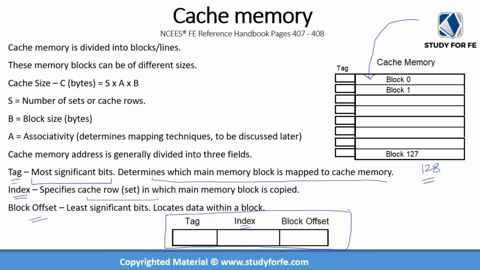Okay, and block offset basically allows us to address or locate individual bytes within the block. This is the least significant bits of the address. By specifying whatever address you want in here, you can actually reach a particular byte. If you look at some other literature, like the NCEES reference handbook, they're using byte as the smallest data size, but more generically it can be words.